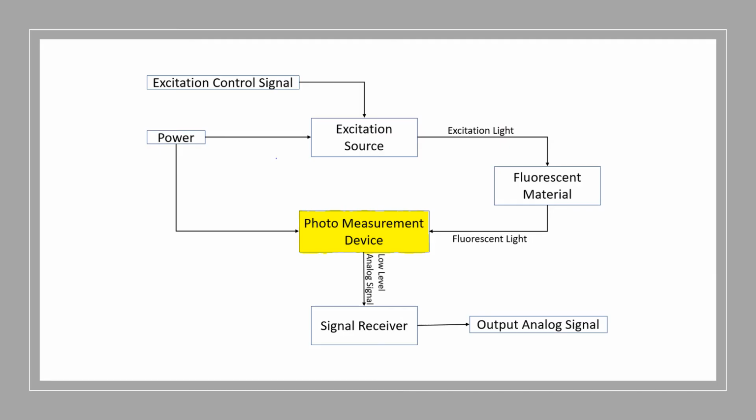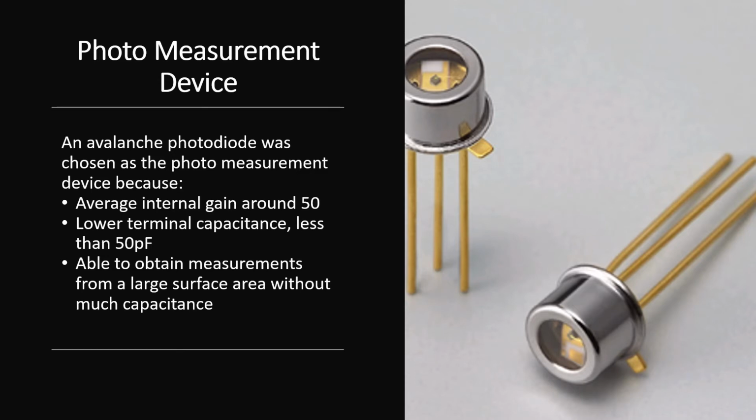Now let's take a look at the photo measurement device. The role of the photo measurement device is to take the fluorescent light coming off of the fluorescent material and turn it into a low-level analog signal, which we can analyze using circuitry. So for the purposes of our project, we chose an avalanche photodiode as our photo measurement device.